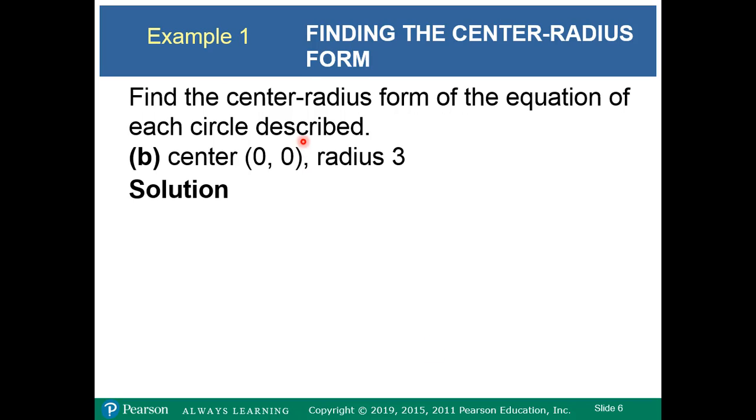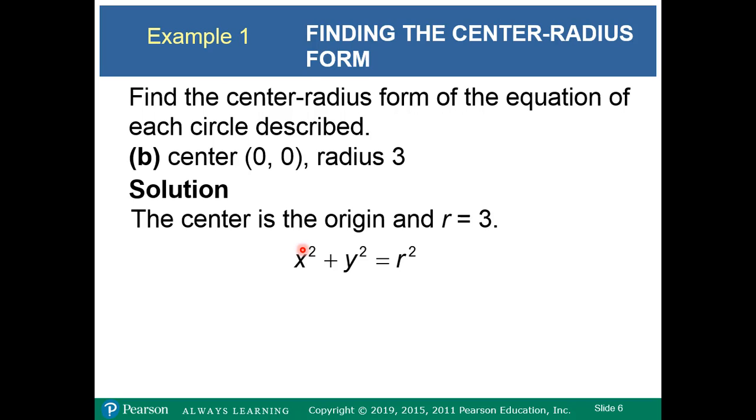Now what about this one? Here the center is at the origin, and the radius is 3. So this is going to be x squared plus y squared equals what? 9. And we're done.